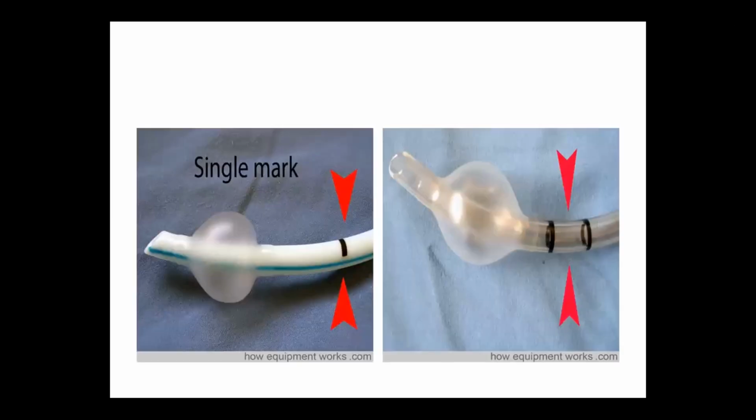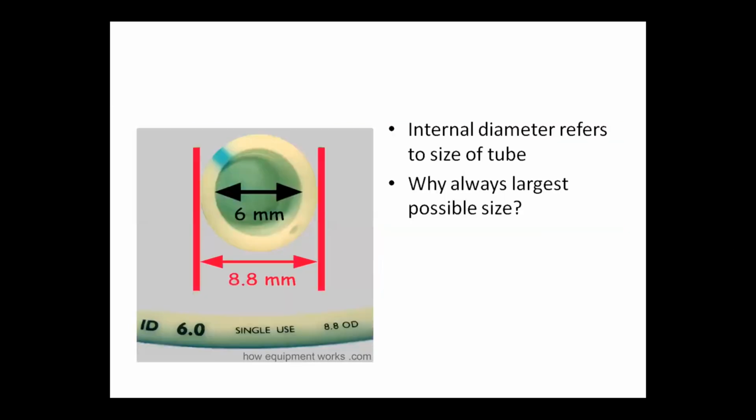Now, there is a black marker, which is basically a vocal cord guide. This black mark should cross the vocal cords. If in some tube there are two black markers, then the vocal cords should remain in between these two black lines. A very commonly asked question: when you talk about sizes like 6, 7.5, 8, what does it refer to? It refers to the internal diameter. And why should the largest possible size always be selected? To decrease the resistance. With a smaller size, the resistance increases by four times. So always the largest possible size should be chosen.